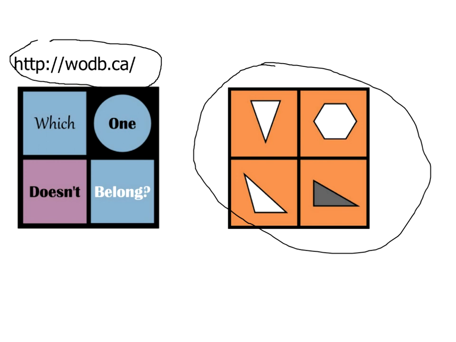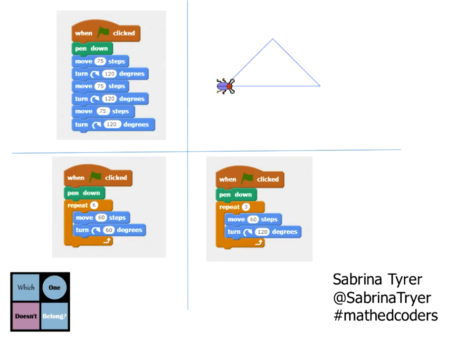Okay, so there are shapes here, and students will have to figure out which one doesn't belong. Sometimes there's no one else, or there's more than one shape that doesn't belong, and so it promotes discussion. So here's an example of how you can do it in coding. We've got some code here.